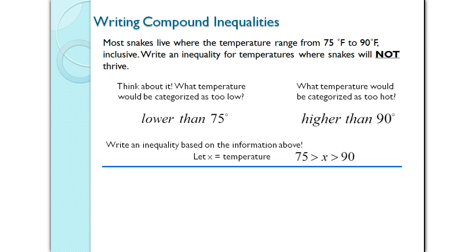Just like when you write equations, equations have variables, your inequalities will have a variable as well. Now, remember we said that the snakes will not thrive in a temperature that is lower than 75 or higher than 90. So if x is greater than 90, the snakes are not going to thrive. If x is less than 75, they're not going to survive. So these are your restrictions.